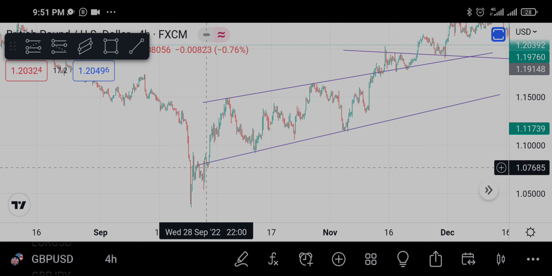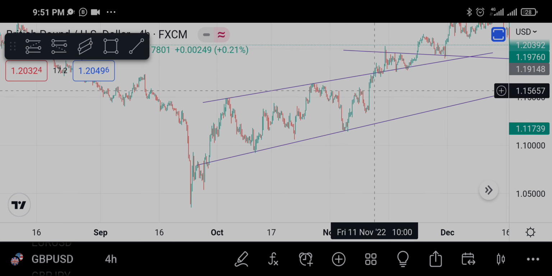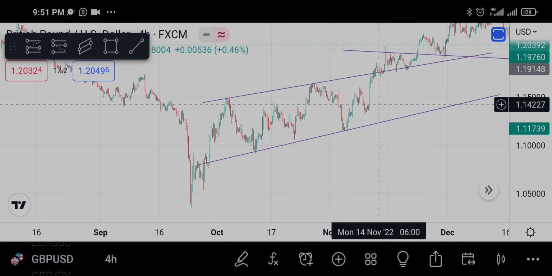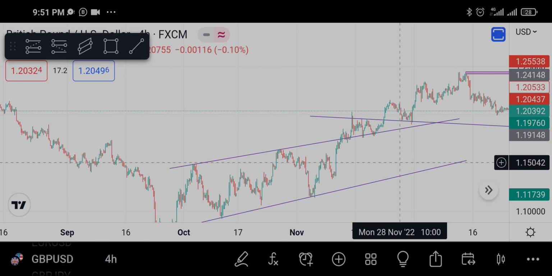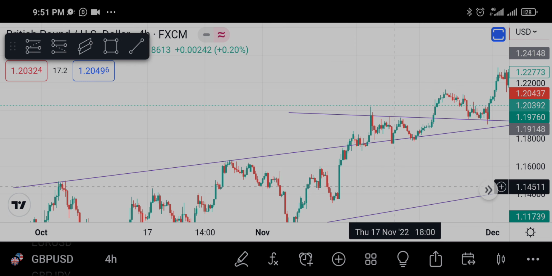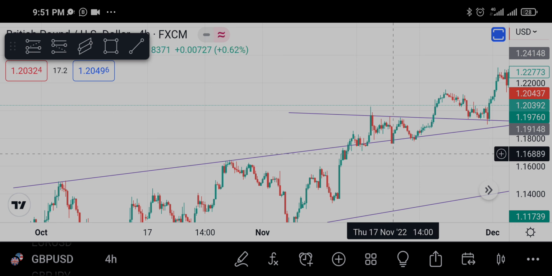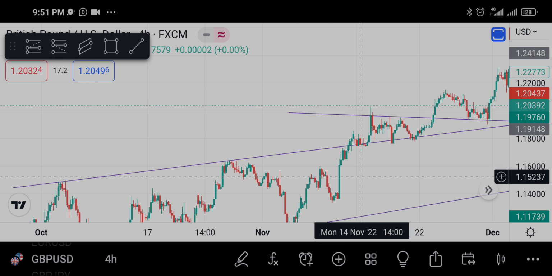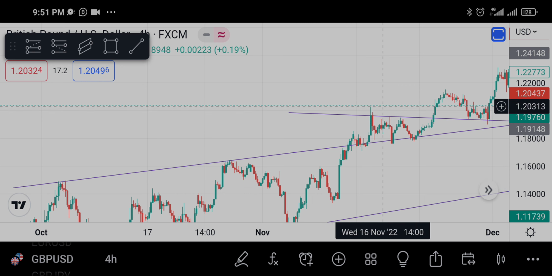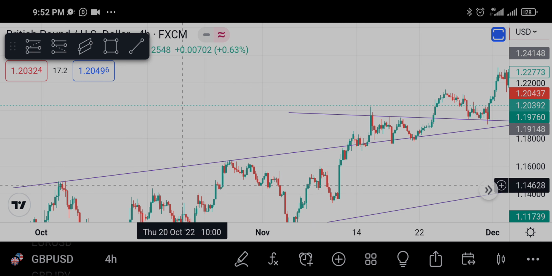So when it tested these lines, it has been retesting these zones, up and down, up and down, up and down. It broke out at this point here. See the breakout. As it broke out, one could have entered at this point. But I told you that whenever you see a breakout, expect a retest. It will retest this line.